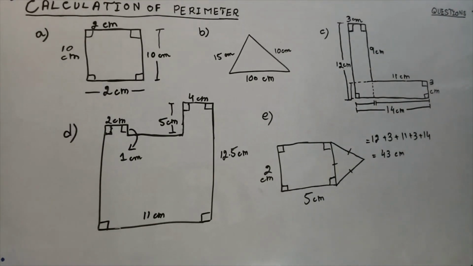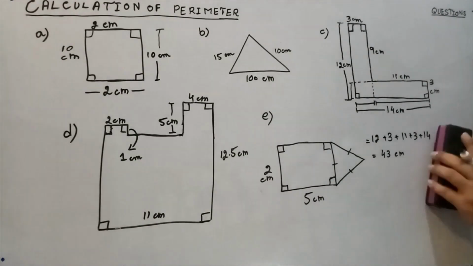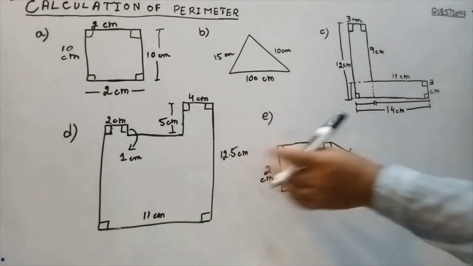Clear? So here we have solved this one. The perimeter of this figure is 43 centimeters, by adding all the lengths of the boundaries. I hope it's clear. Now let's see our next part.